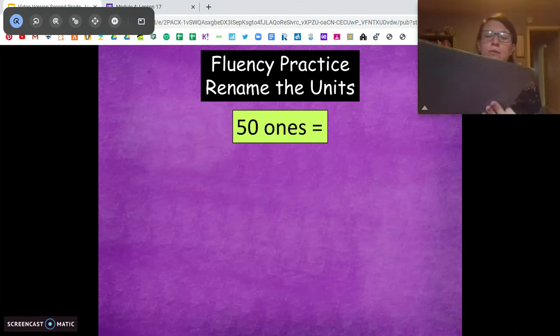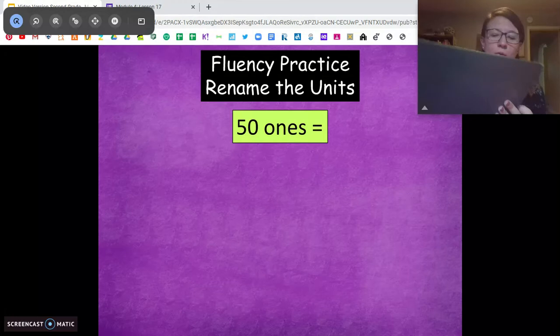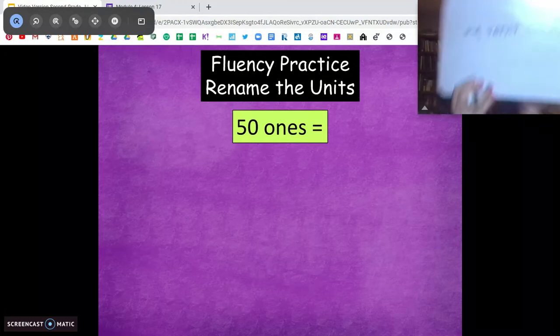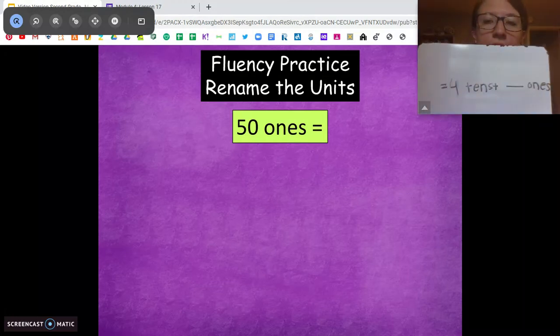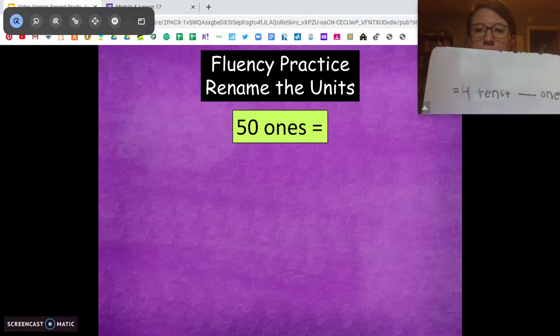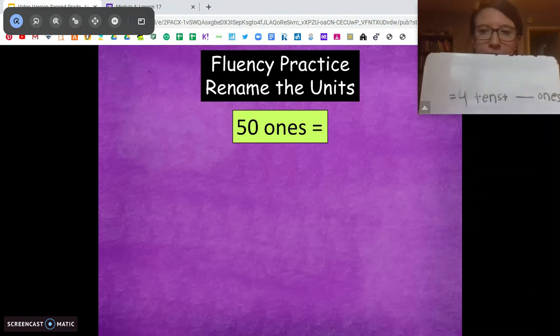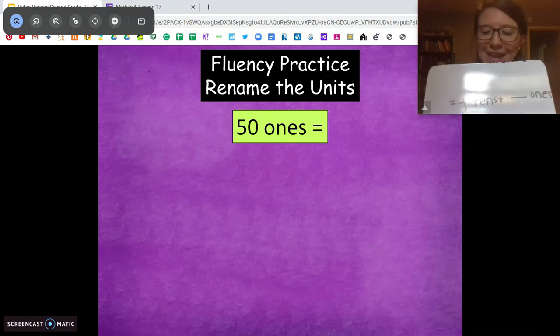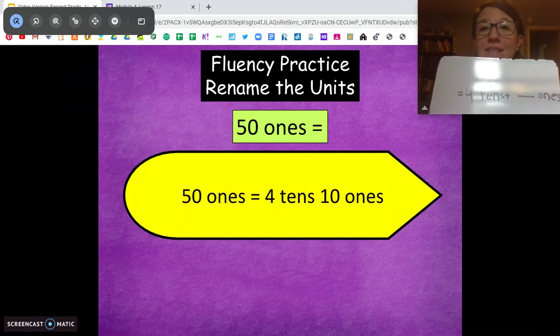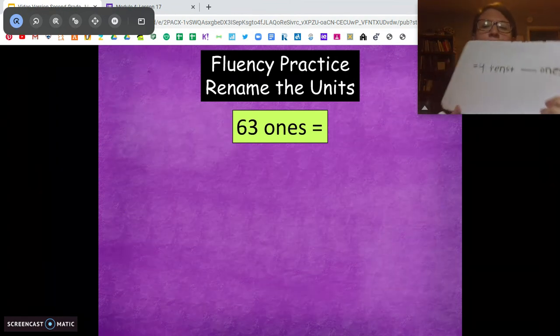All right, now I'm going to give you 4 tens. How many more ones do we need to get from 50 ones to 4 tens, blank ones? How many more ones do we need? Yeah, you got the pattern. 4 tens, 10 ones.